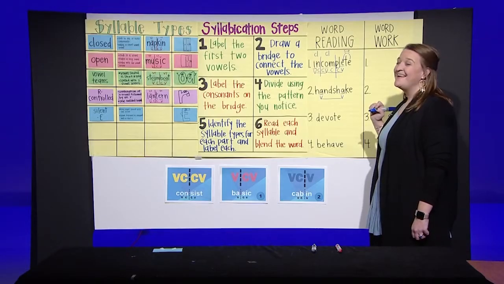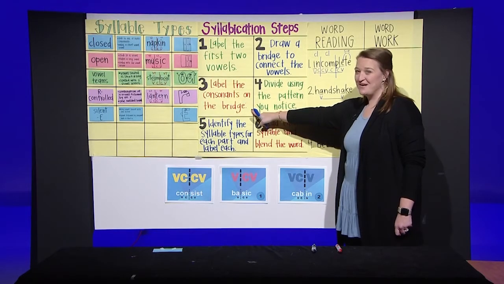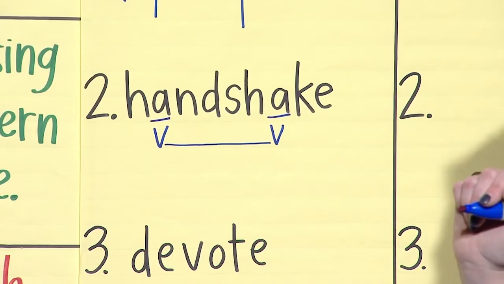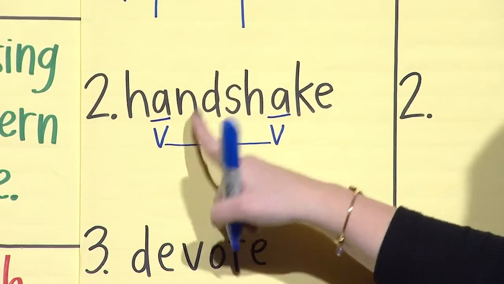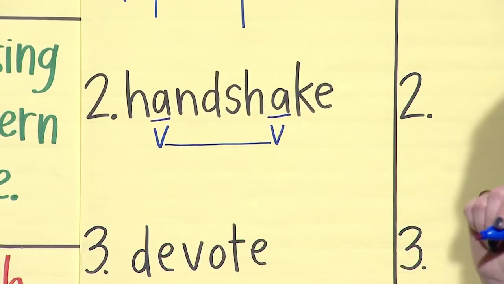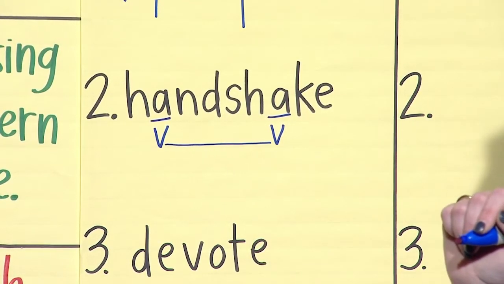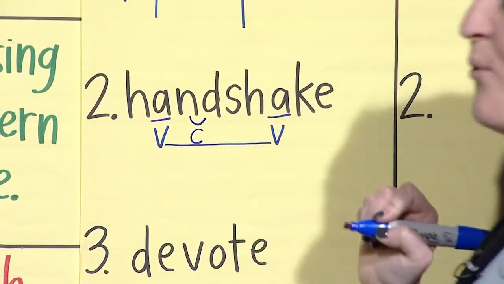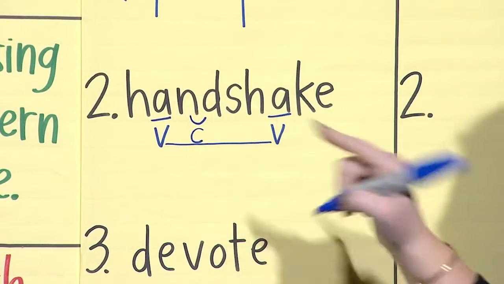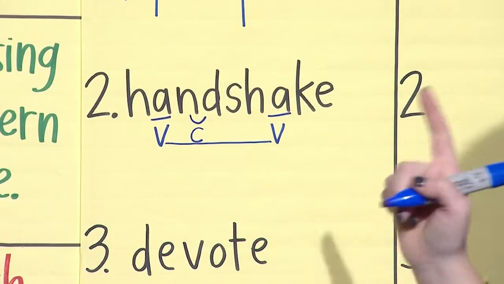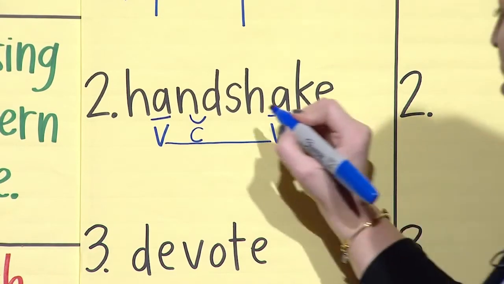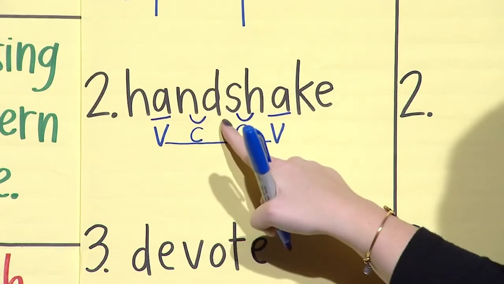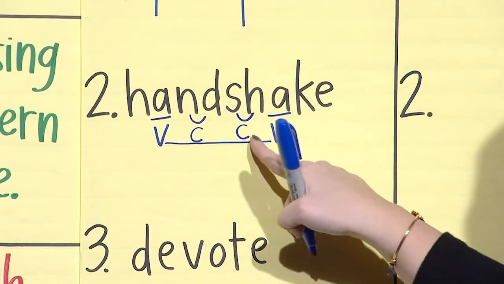Step 3. Label the consonants on the bridge. What consonants do you see? Wow, I see 4 consonants too. N, D, S, and H. But what do we know about those consonants? ND is an ending blend. That's right. So we're going to group those together and consider them one consonant. What about SH? That's right. It's a digraph. Those 2 letters that come together and make one sound. So we want to keep those together as well. So we now have grouped them and then put a C under those blends and digraphs.